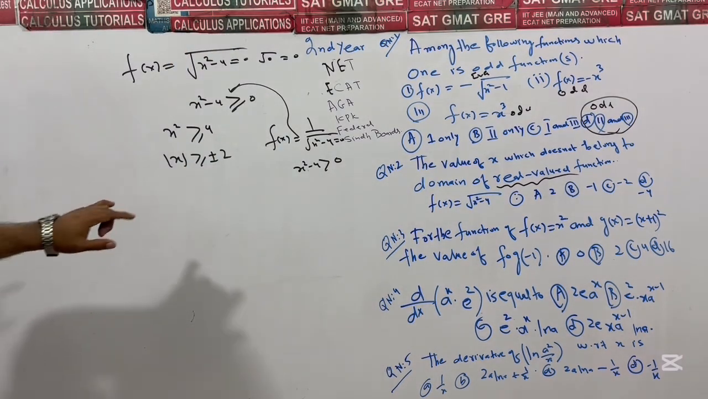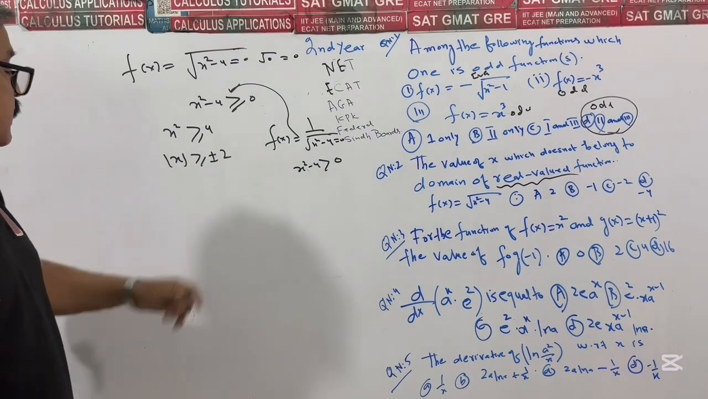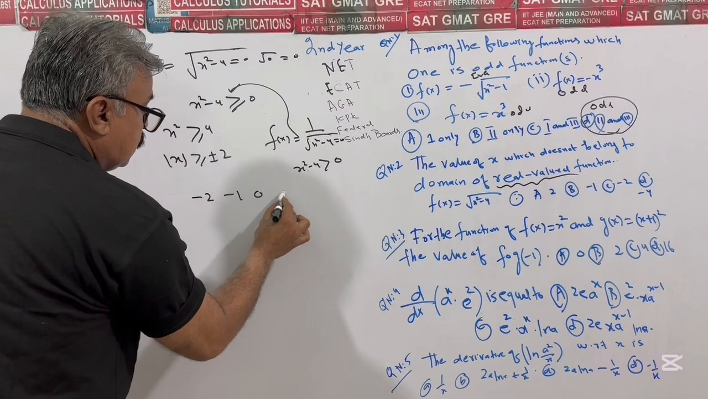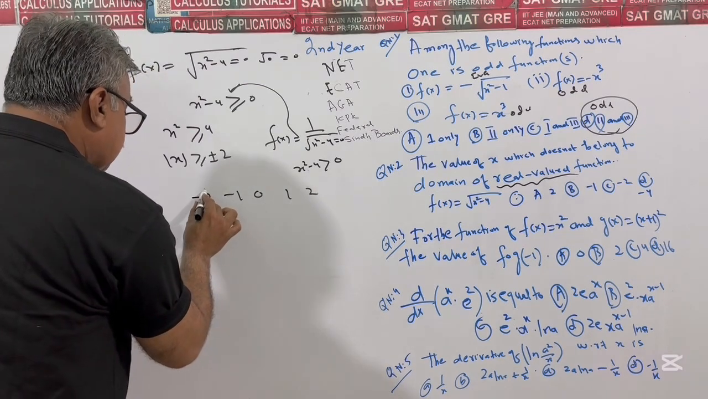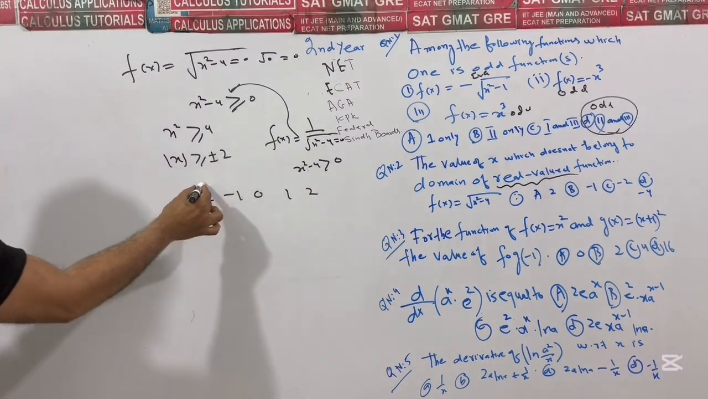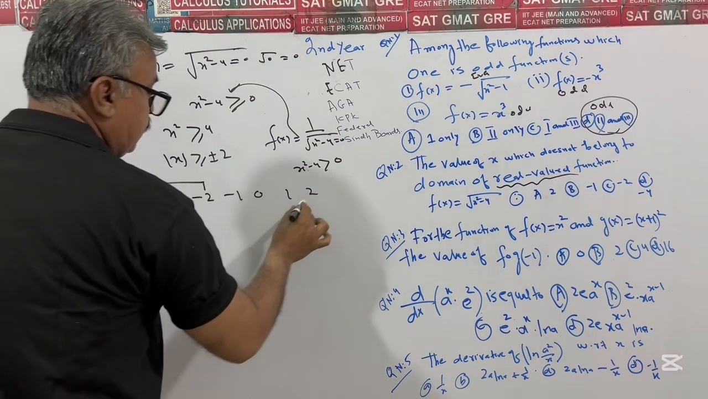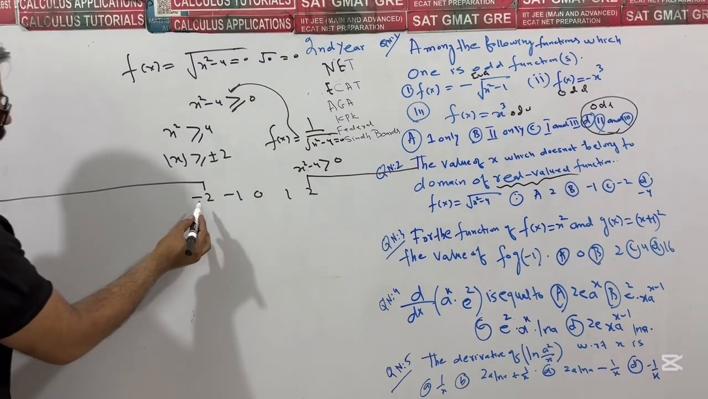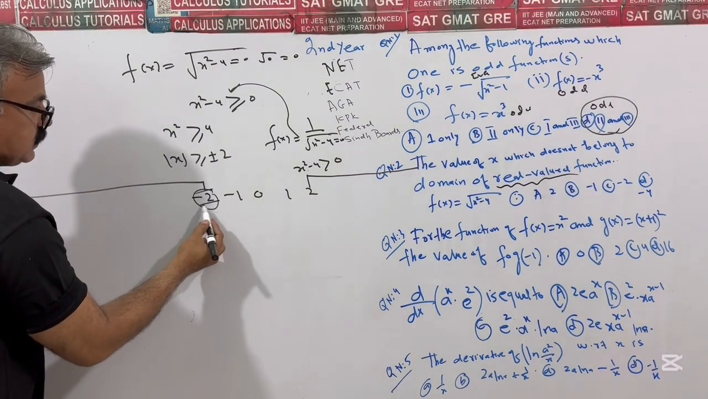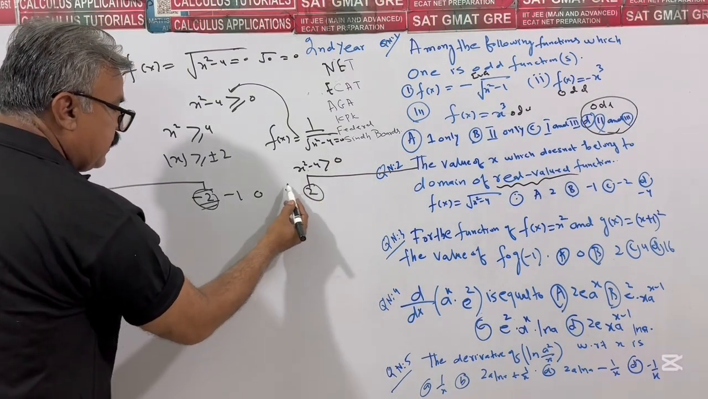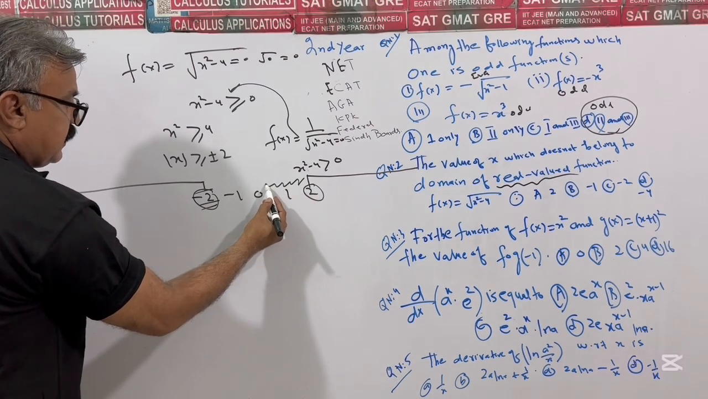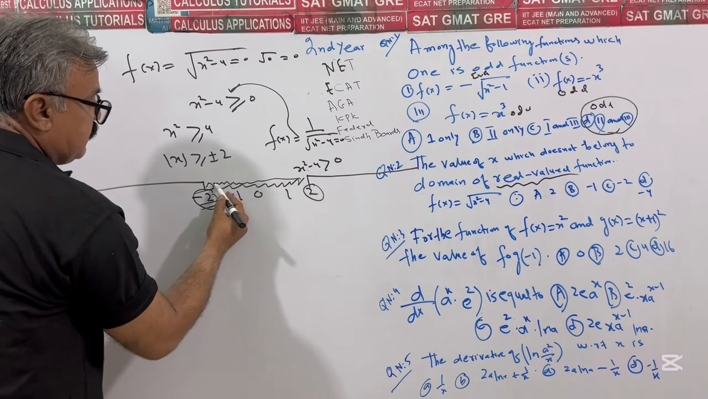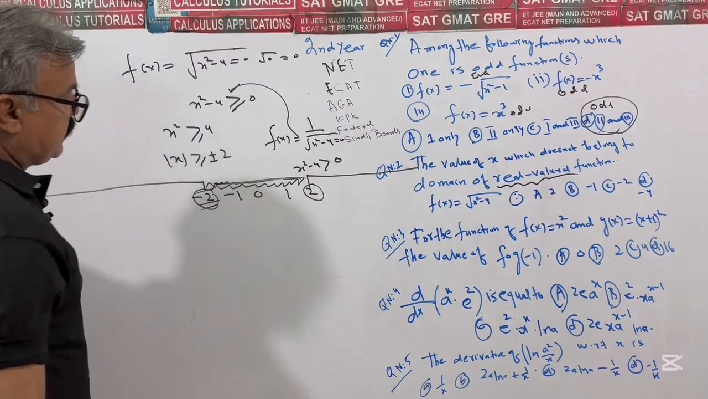Mod x is greater than or equal to plus minus 2. Look at the way it works: minus 2, minus 1, 0, 1, 2. These are the values we can afford towards the left and towards the right. We can afford minus 2 as well as positive 2. We cannot afford these values in between. This is our blind spot, our Achilles heel. This is the interval where the function gives us complex values.